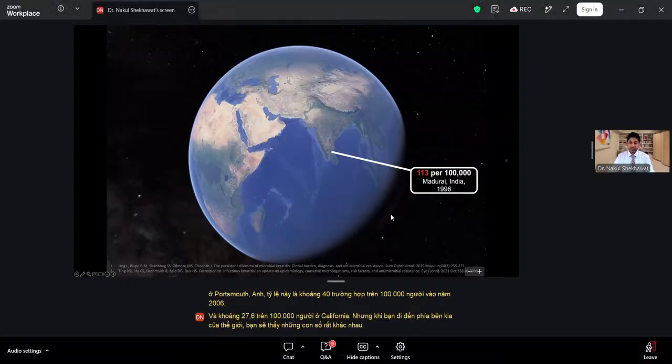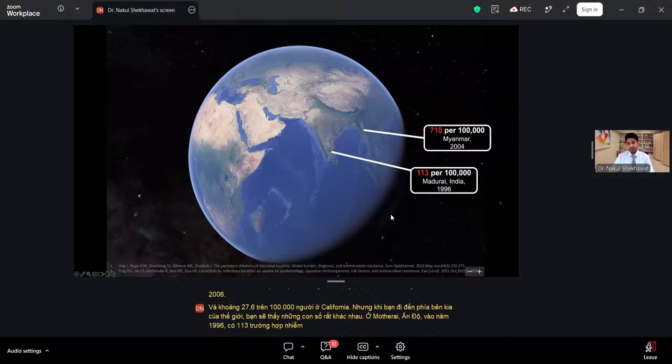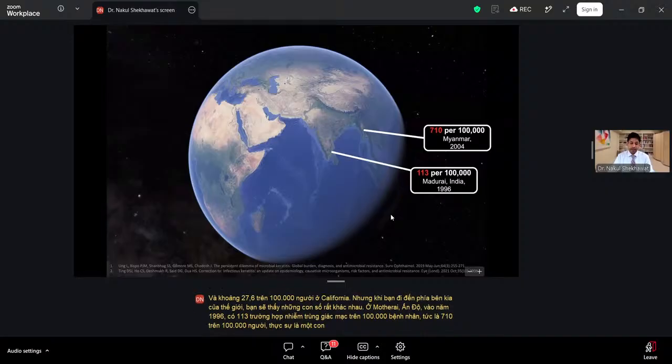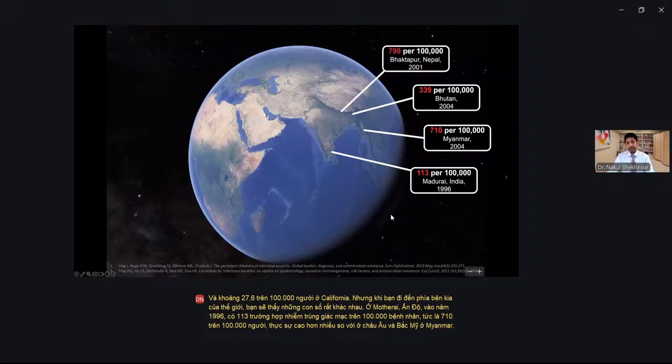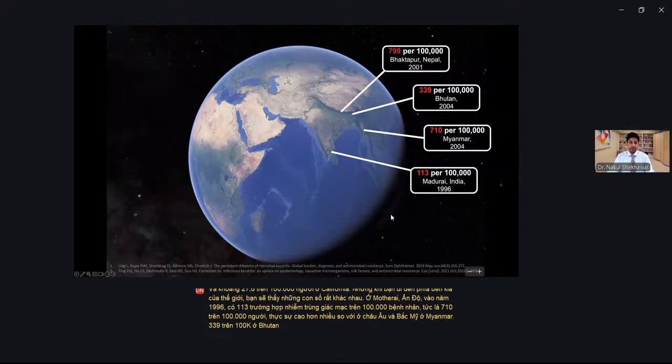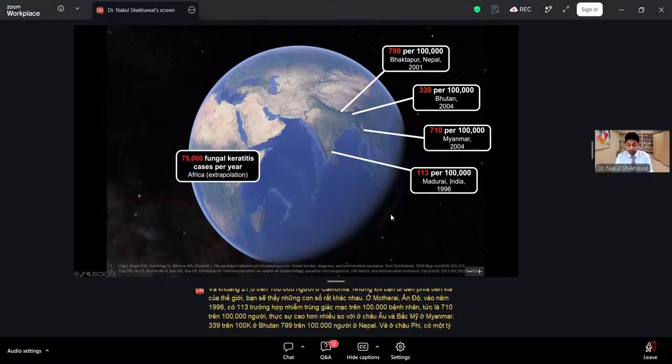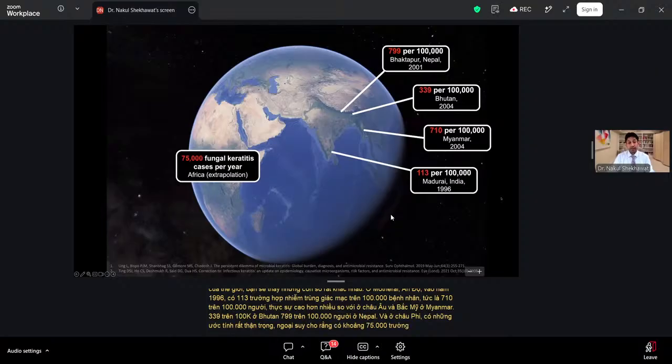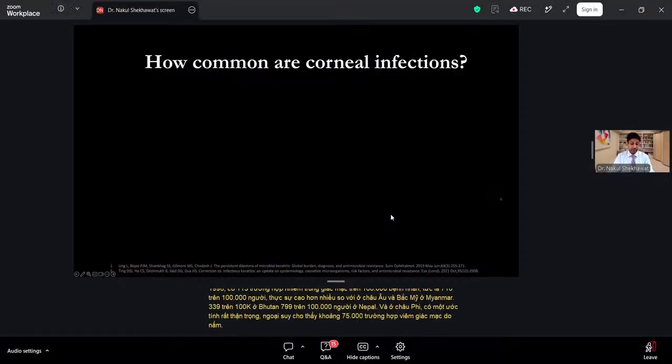In Madurai, India, back in 1996, it was 113 cases of corneal infection per 100,000 patients, 710 per 100,000. So really orders of magnitude greater than in Europe and North America. In Myanmar, 339 per 100K, in Bhutan, 799 per 100,000, in Nepal. And in Africa, there's very conservative estimates, extrapolations are that there are around 75,000 cases of fungal keratitis alone. And fungal keratitis is actually one of the leading causes of enucleation or eye removal in Africa.